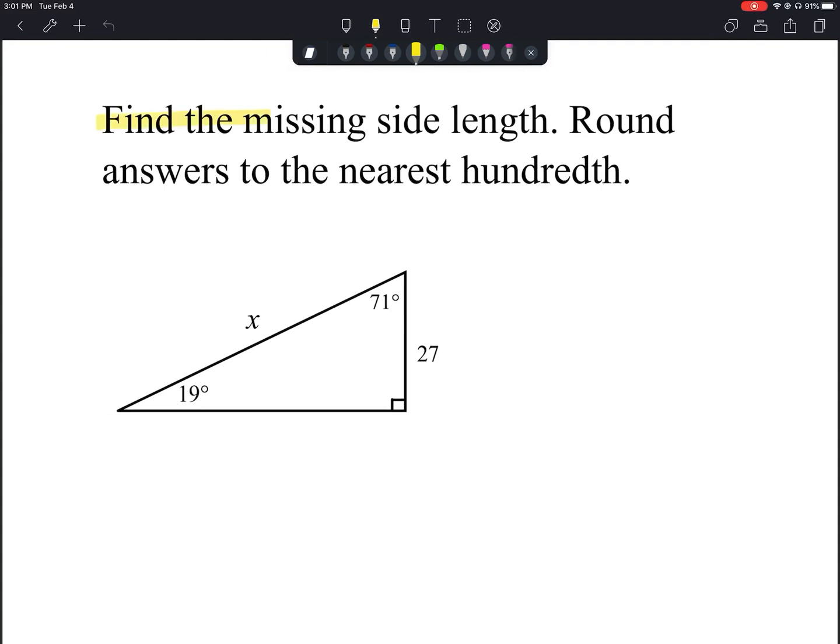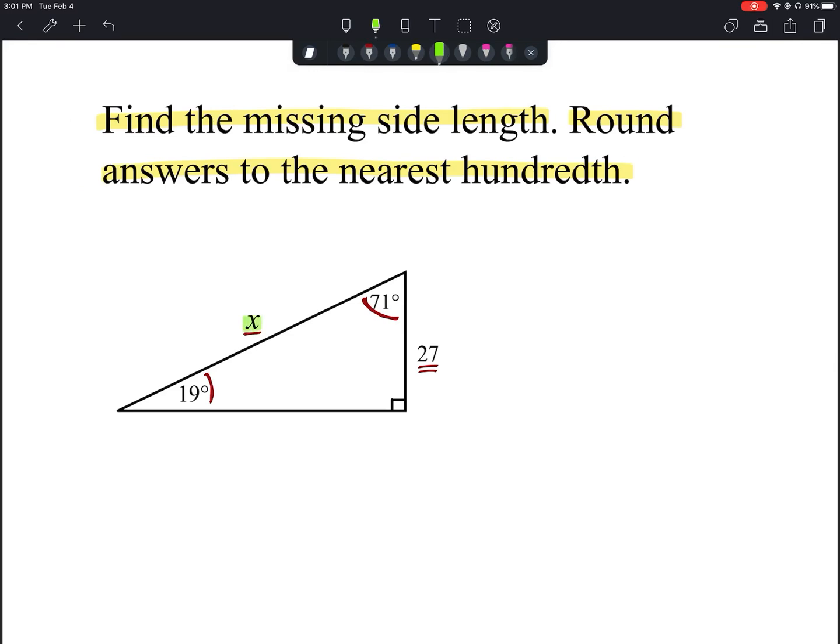This one states, find the missing side length again. And again, we're going to round our answers to the nearest hundredth. So we got a little bit different looking triangle here. It's still a right triangle, but we're given this 19-degree angle. We're given a 71-degree angle. And then we're given this side is 27, and this side here is our x that we're trying to find.